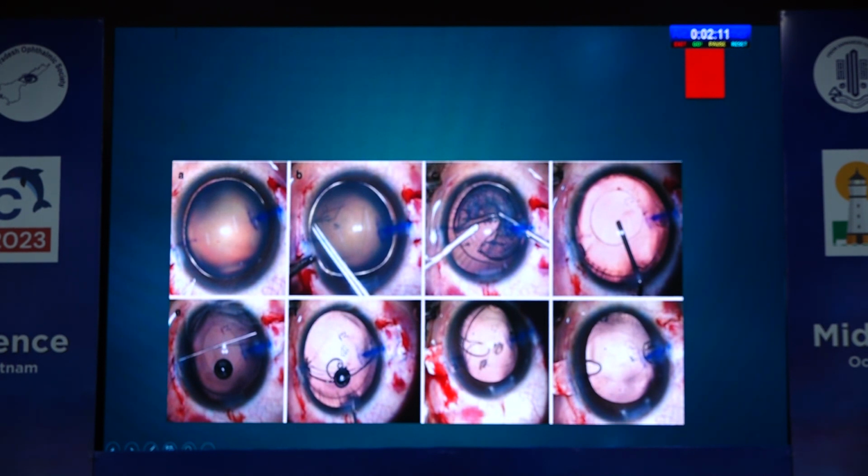In weak zonules, there is a hole in the CTR that could be tied for scleral fixation. We create a scleral pocket here, and these CTRs can be sutured to the sclera, so the zonules will be much better stabilized.